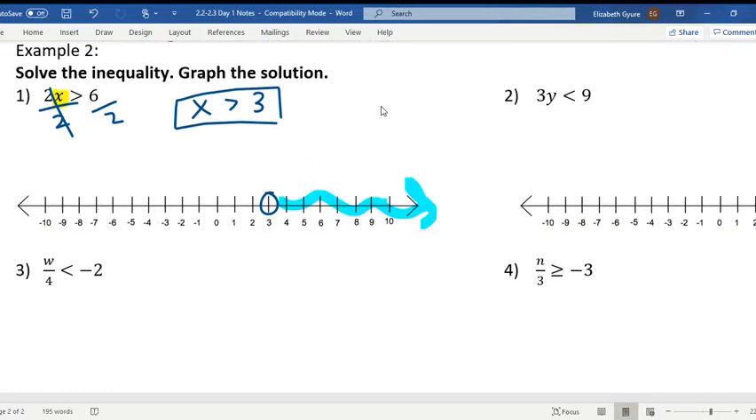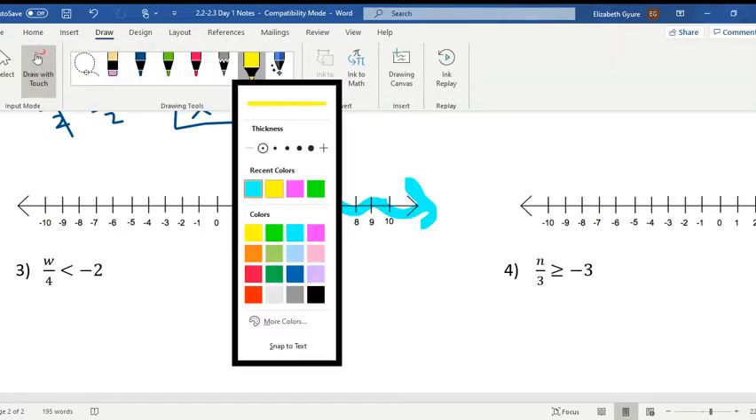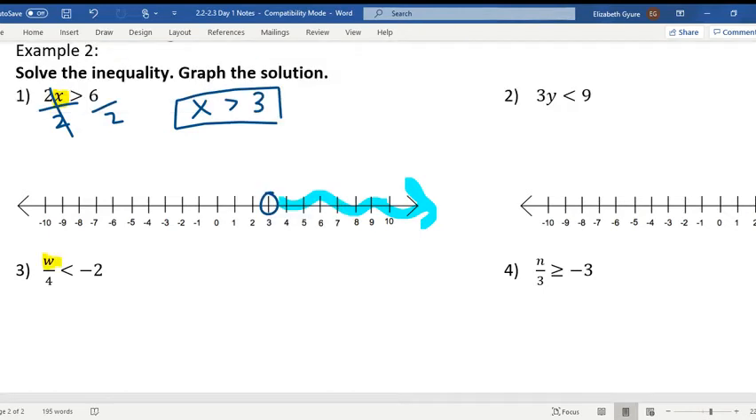So number 3, we have W divided by 4 is less than -2. So we want to get our W all by itself. We're currently dividing it by 4. Mason J, what would be the opposite of dividing by 4? Multiplying by 4, exactly. So we're going to multiply both sides by 4. Our 4's on the left are going to cancel. Are you writing this down? And we have W is less than, and -2 times 4 is -8. Good.